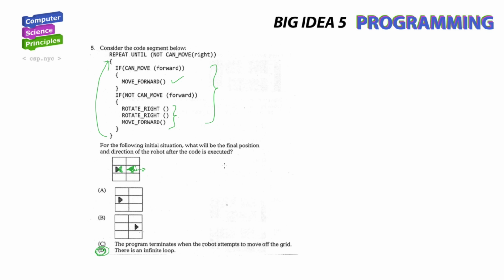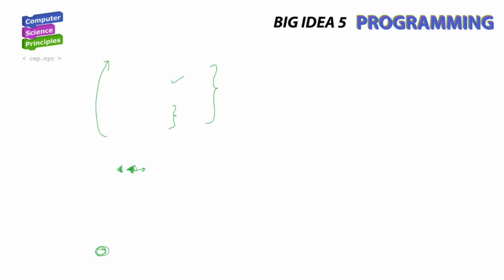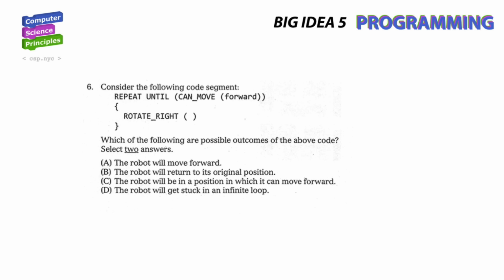Let's take a look at number 6. All right, so number 6 says consider the following code segment. Repeat until can move forward. Rotate right. So which of the following are possible outcomes of the above code? And it says select 2 answers. So let's say we've got a little robot. It's here. All right, so it's facing this way.